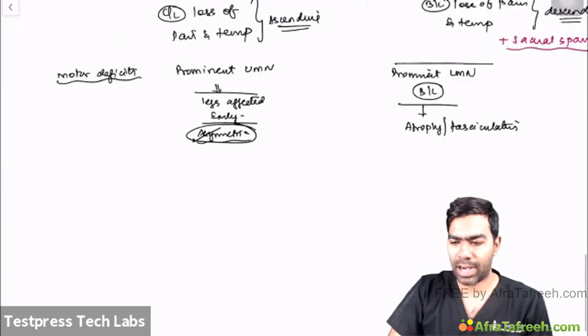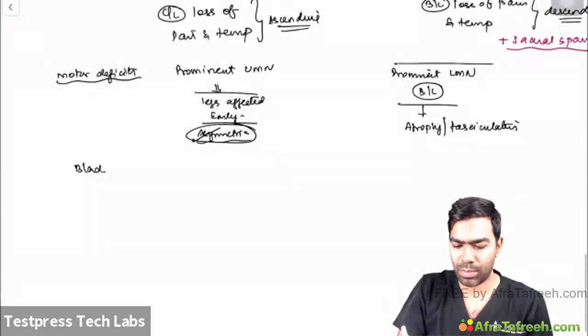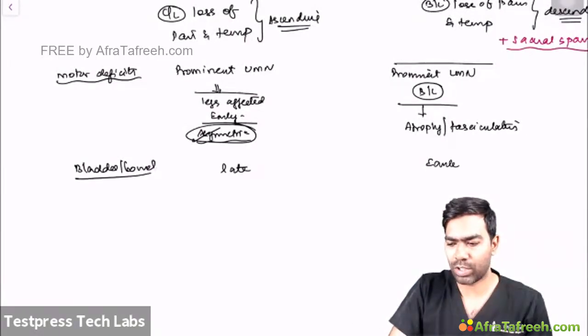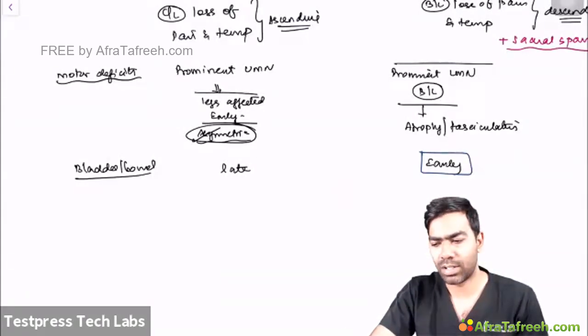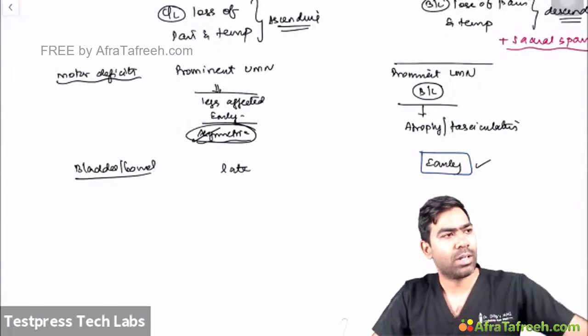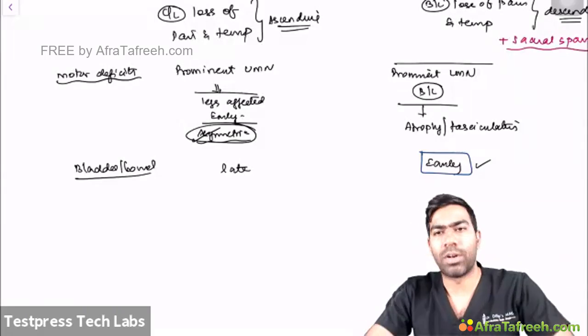As far as the bladder involvement is concerned, bladder and bowel involvement, we are talking about incontinence here. Bladder and bowel involvement is a little late in extramedullary lesions, whereas in intramedullary lesions, it's going to be extremely early. That is because next to the anterior horn cells, you have a nucleus called the Onuf nucleus. Onuf nucleus is the one that supplies the motor function to the bladder and the bowel. If the Onuf nucleus, which is present next to the anterior horn cells, is damaged, you can get very early bladder and bowel involvement.